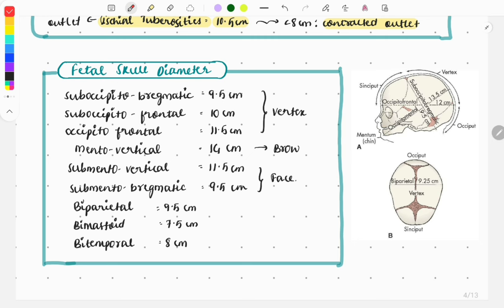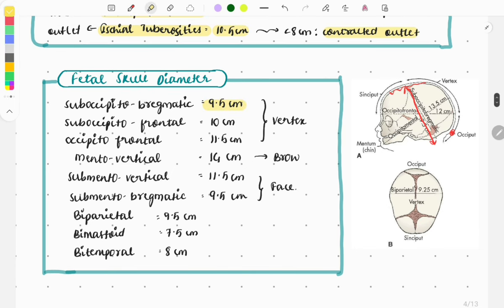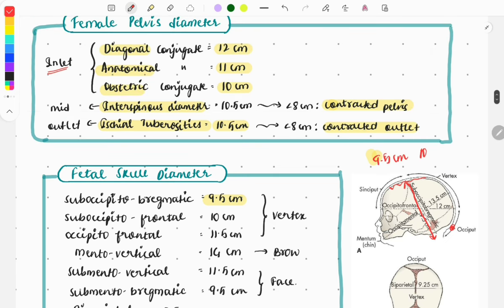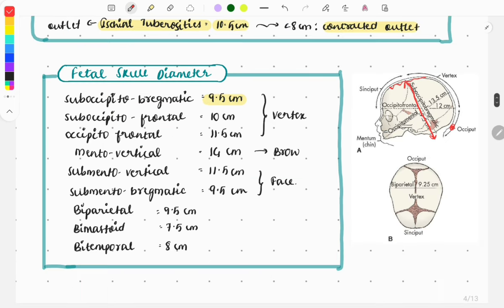Suboccipitobregmatic, as you can see here in the image: this one is the bregmatic suture and this one is the occiput. Between them is the suboccipitobregmatic, and it is 9.5 centimeter. As you can see, the least diameter of the fetal skull is 9.5 centimeter, and the least diameter of the female pelvis is 10 centimeter. Then suboccipitofrontal, which will be from here to here, is 10 centimeter. You need to learn these names by heart, as well as the diameters.